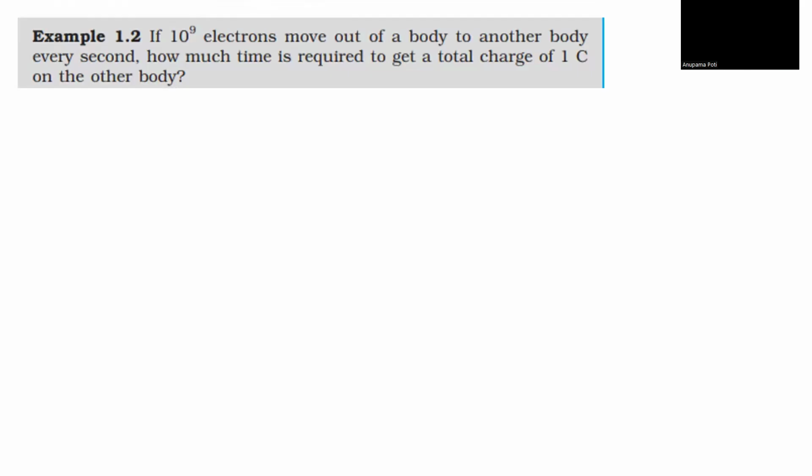Example number 1.2. If 10 to the power 9 electrons move out of a body to another body every second, how much time is required to get a total charge of 1 coulomb on the other body? First, we find out what are the given values.